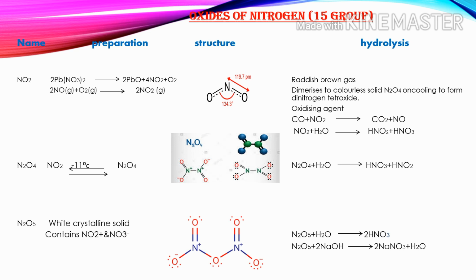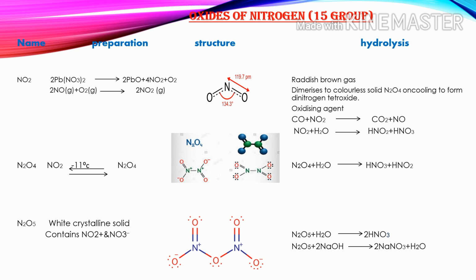Next oxide is dinitrogen tetraoxide. Formula is N2O4. When nitrogen dioxide is cooled to a low temperature, that is -11 degrees centigrade, it gives dinitrogen tetraoxide. See the structure of dinitrogen tetraoxide. It dissociates into nitrogen dioxide because unpaired electrons are present on the nitrogen. The hydrolysis of dinitrogen tetraoxide gives nitric acid.